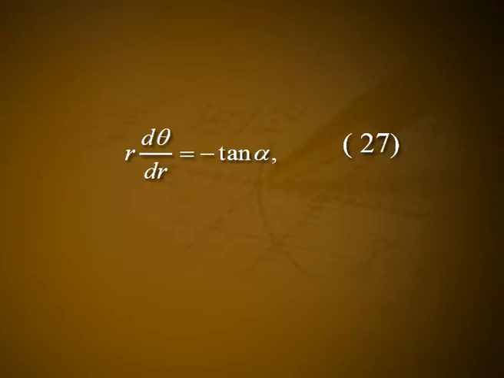Now, let us find curves for which the tangent makes a constant angle with the radius vector. Here, it is convenient to use polar coordinates, and the condition of the problem gives r into d theta by dr, which is equal to minus tan alpha. Integrating, we get r is equal to a into e raised to theta cot alpha, which represents a family of equiangular spirals.